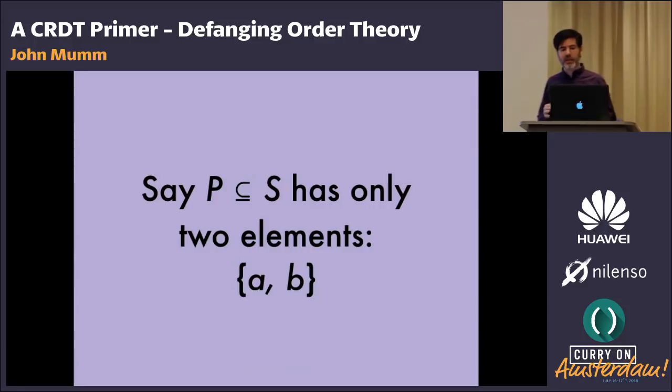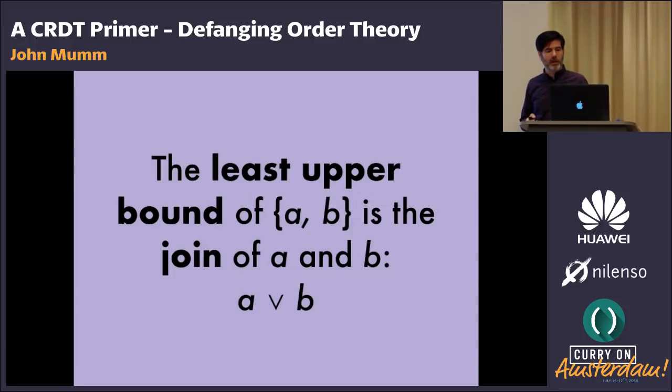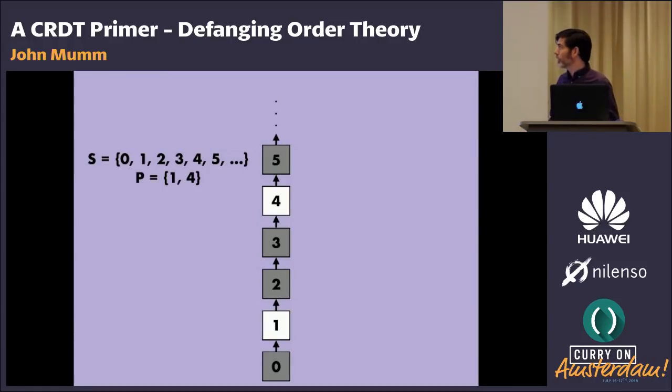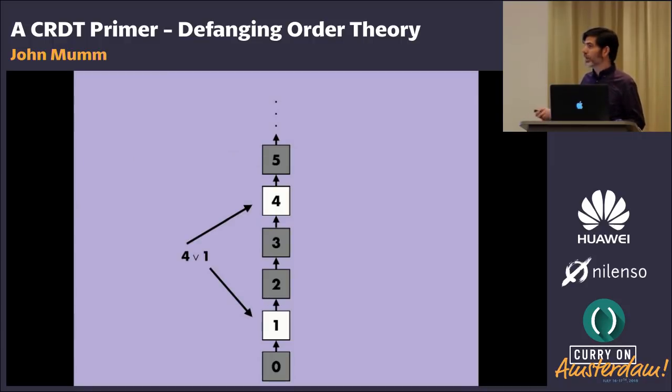All right, now let's say that our subset has only two elements, A and B. The least upper bound of that two-element subset is called the join of A and B, and it's written like this. So, for example, if our two-element subset is 1 and 4 here, we can take their join, and taking their join means we're trying to find the least upper bound, the smallest element from S for which all of these are less than or equal to that element. And in that case, it's 4.